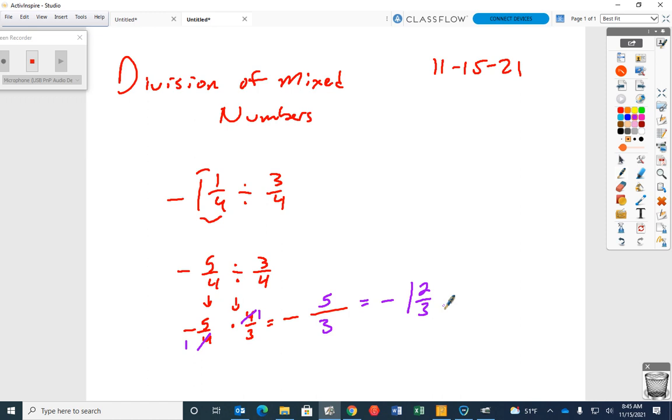Okay, let's try another one. Can I erase this? Yes. Let's say I've got negative 4 1/10 divided by 1/2. What should I do first? Make it improper. What is 10 times 4? 40. 40 plus 1 is 41. So negative 41 over 10, divided by 1/2.